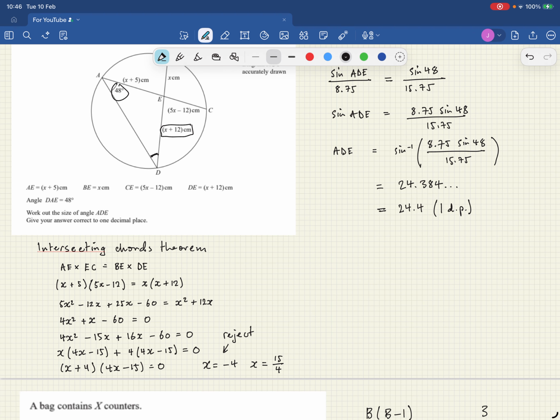If it were obtuse, you would have to take the result 24.4 away from 180. But that would make it an extremely large angle, and in fact, I don't even think it would be possible. So I've ignored the ambiguous case here.